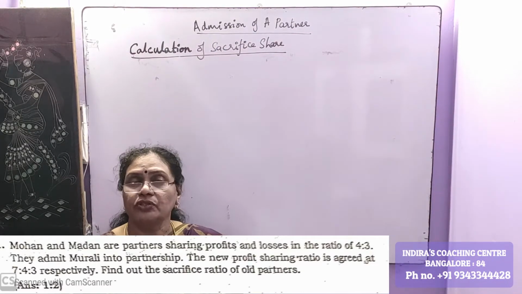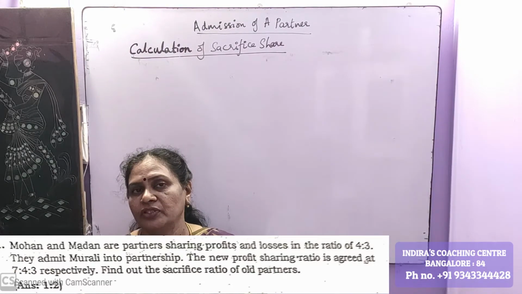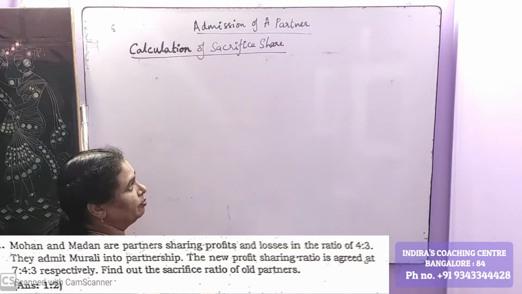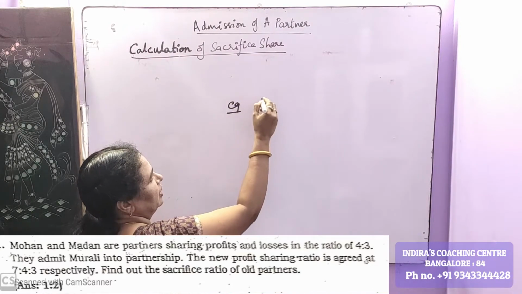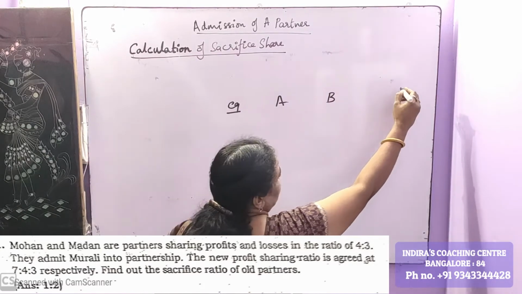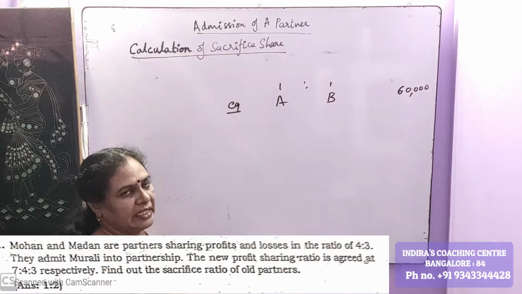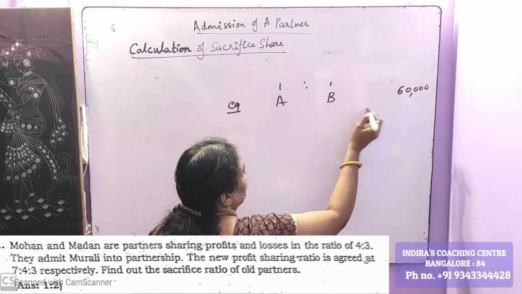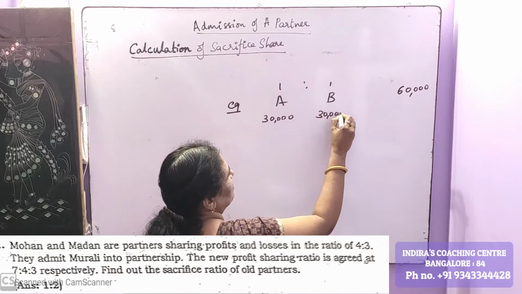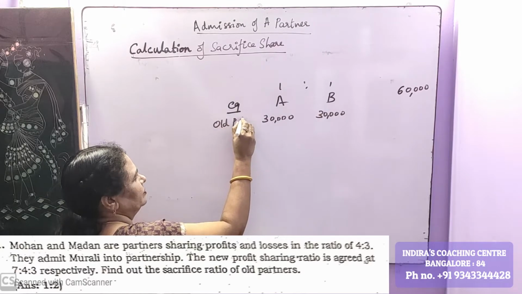See, sacrifice ratio is the ratio in which the old partners sacrifice their share of profits to the new partner at the time of admission. I'll just give you an example. Let me say A and B were partners and the profit is 60,000, divided equally. If you take 60,000 equally, it would be shared as 30,000, 30,000. Right? And now this is the old profit.